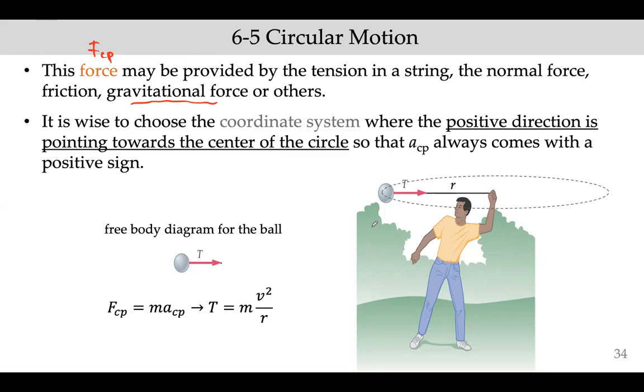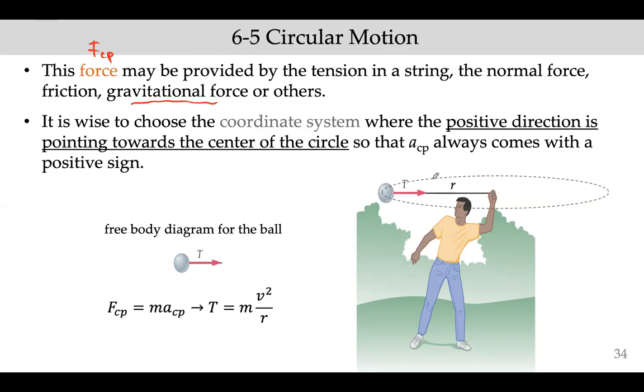So which coordinate system should I choose in circular motion? We don't choose x and y as static coordinates. It's wise to choose the coordinate system where the positive direction is pointing towards the center of the circle, so that a_CP always comes with a positive sign.